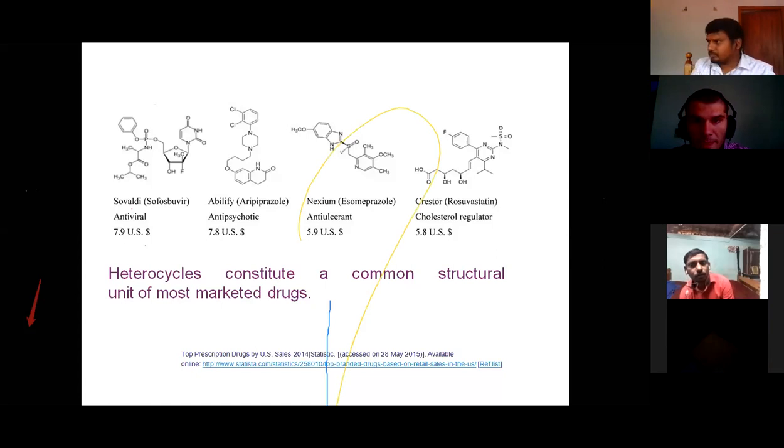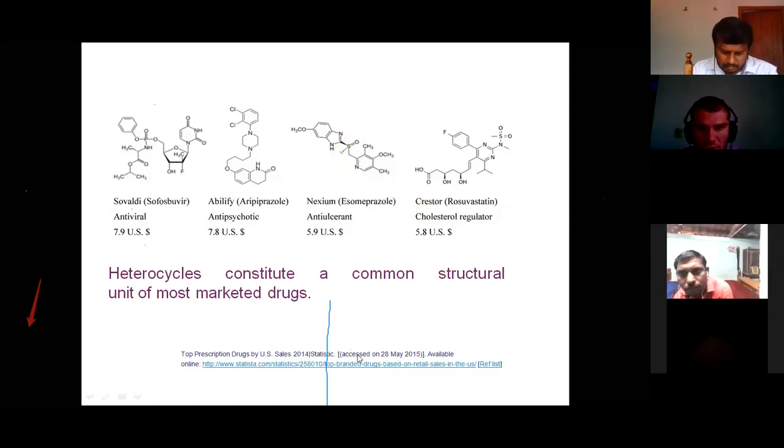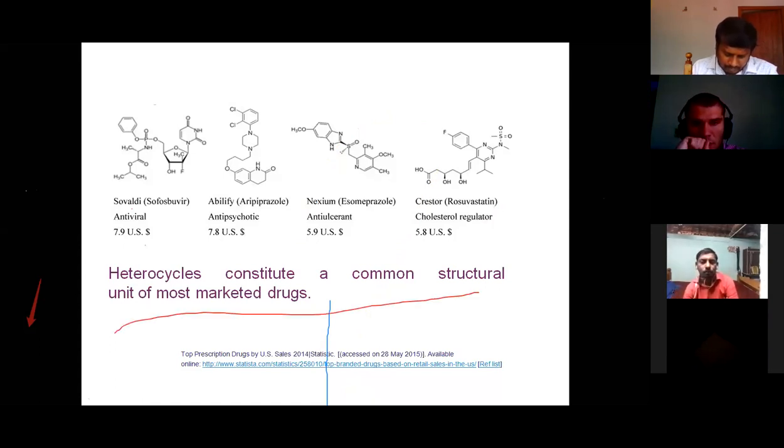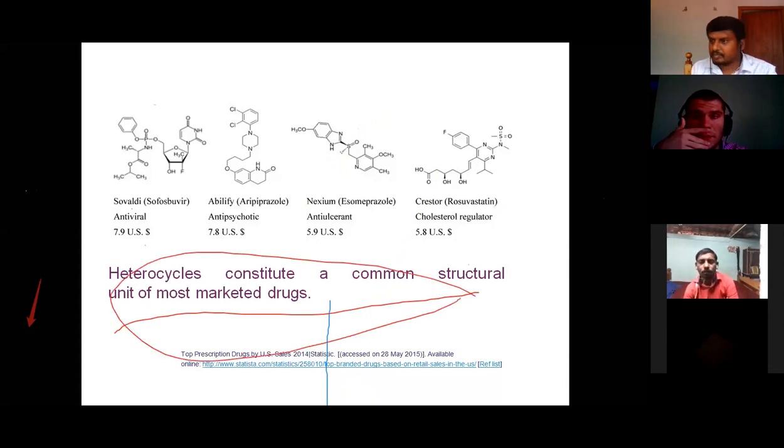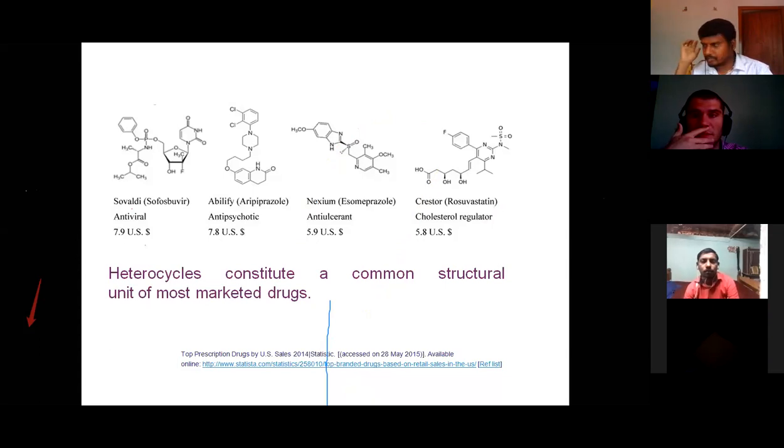And you see the statistics, and some of them are heterocycle structures with most market drugs. These are the most popular USA market drugs, from the FDA USA database.